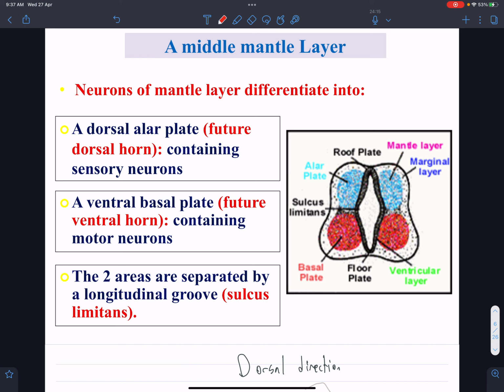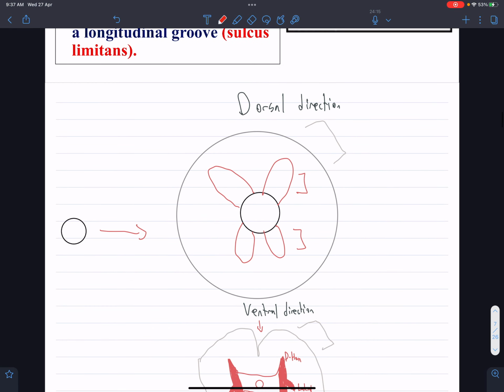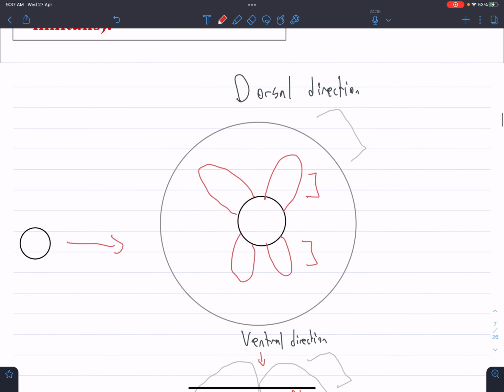So let's look at the middle mantle layer. Now, what did I say the middle mantle layer is going to be composed of? Neuroblasts, right? And these neuroblasts, from their name, are immature neurons. They're going to differentiate into sensory neuron, motor neuron, and whatnot.